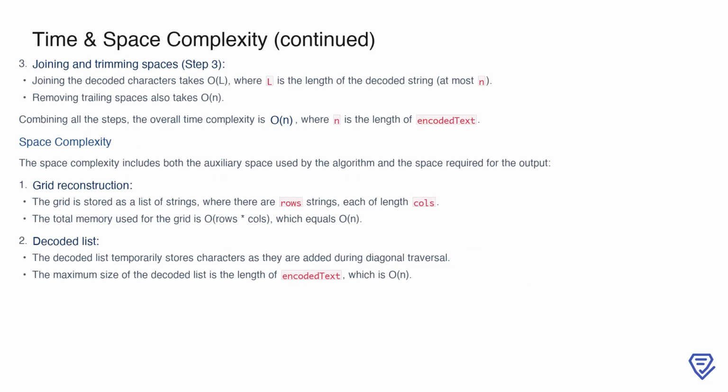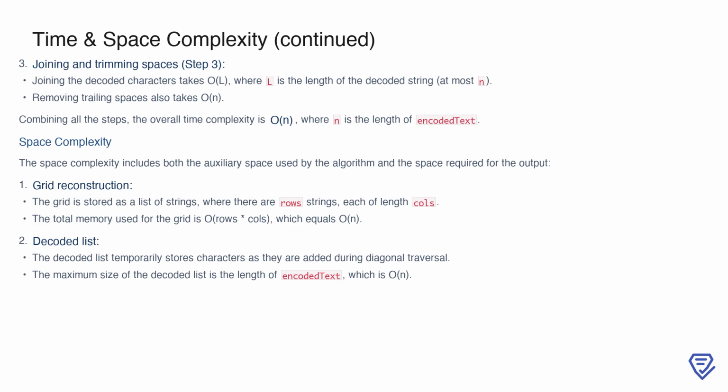In the final step, we join the decoded characters into a single string and trim any trailing spaces. The joining operation takes O(L), where L is the length of the decoded string, and since L is at most n, this step is O(n). Removing trailing spaces also takes O(n). When we combine all three steps, grid reconstruction, diagonal traversal, and joining and trimming, the overall time complexity of the solution remains O(n), where n represents the length of the encoded text.